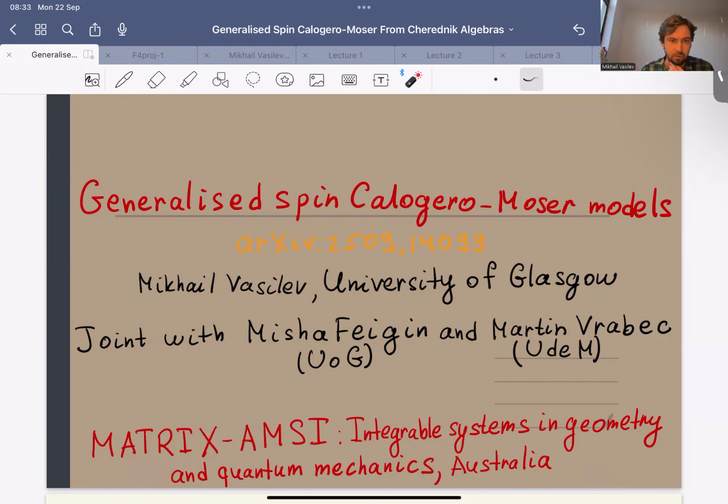So there were several talks about spin Calogero-Moser systems previously today. So I think I will be talking about a little bit different settings. So first of all, I will be doing everything in quantum setting, and there is somewhat generalized, for which I will account later. So this is based on our recent paper, which has just appeared on the archive. So this is a joint work with Professor Misha Fagin from the University of Glasgow and Martin Vrabets, who is now a postdoc in the University of Montreal.